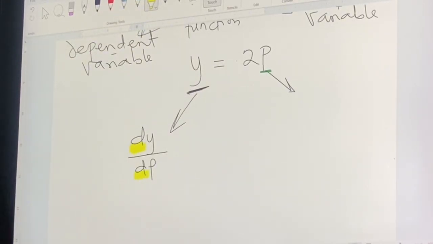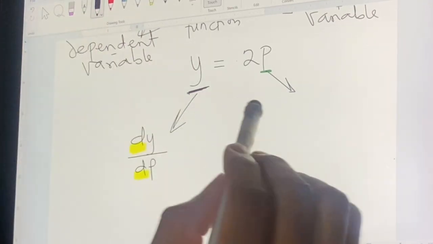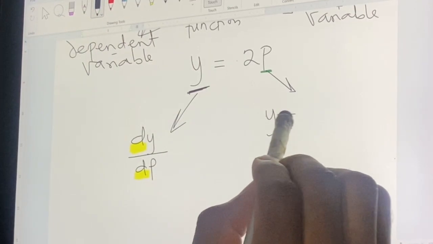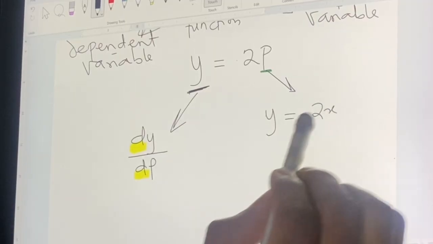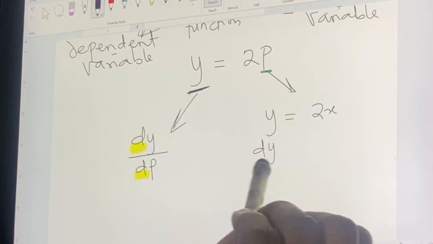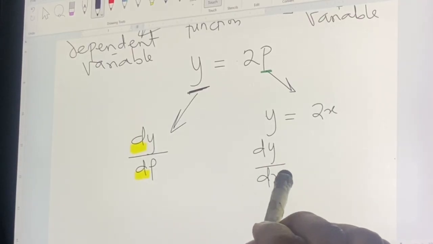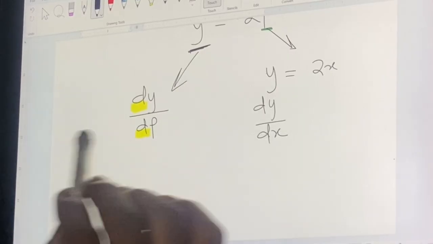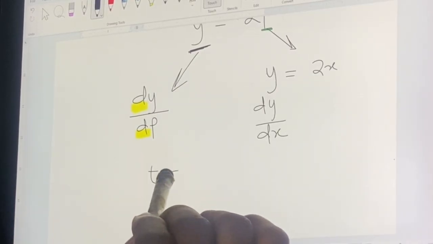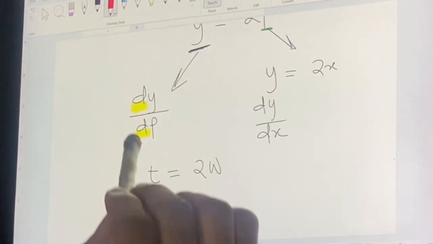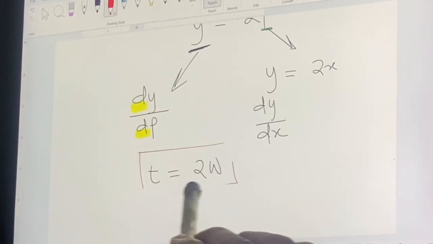This d here represents change. So the same thing applicable to this. If I have y equal to 2x, our derivative will be expressed as dy over dx. Okay, now the same thing here. If you have an expression like this, t is equal to 2w, what is going to be the representation of derivative here?